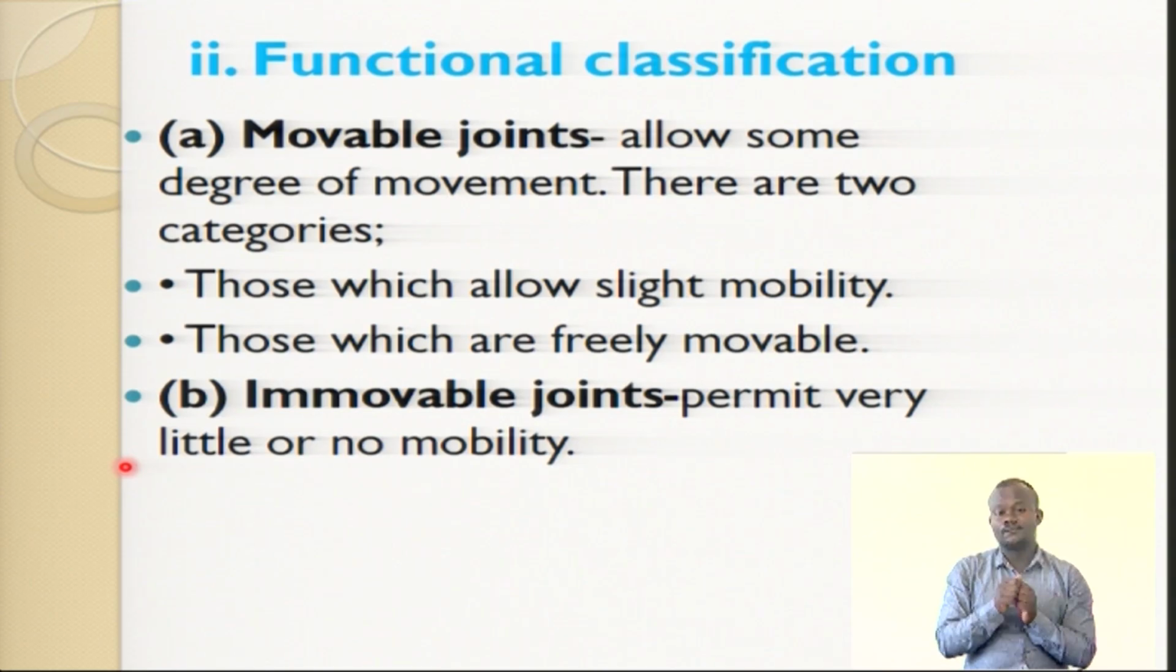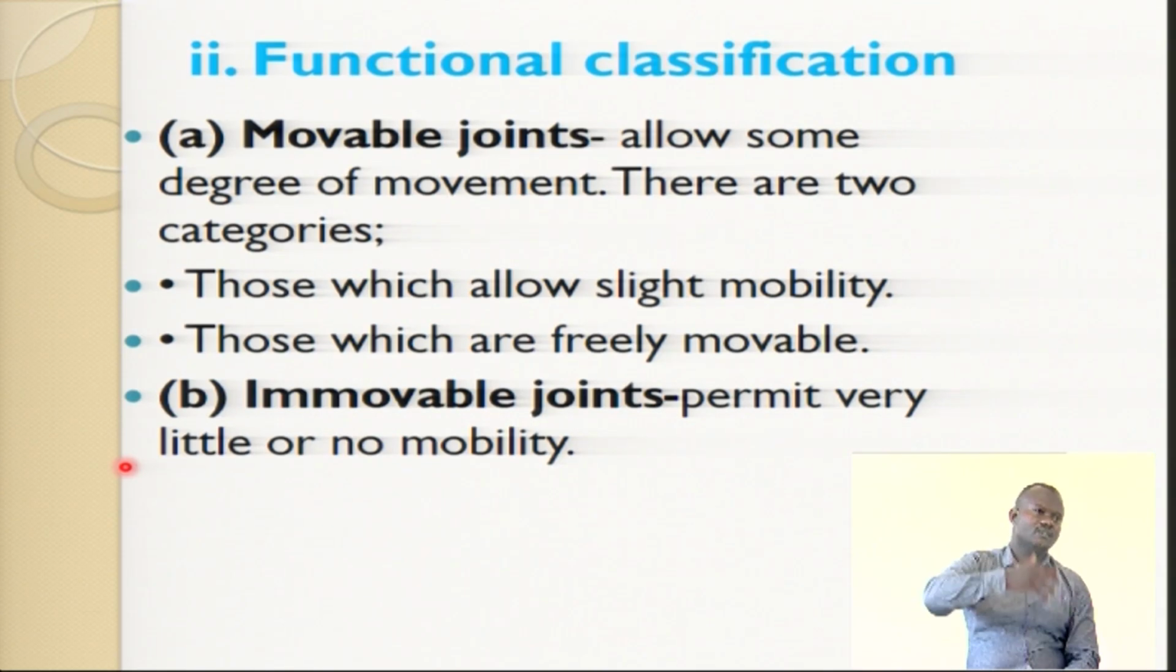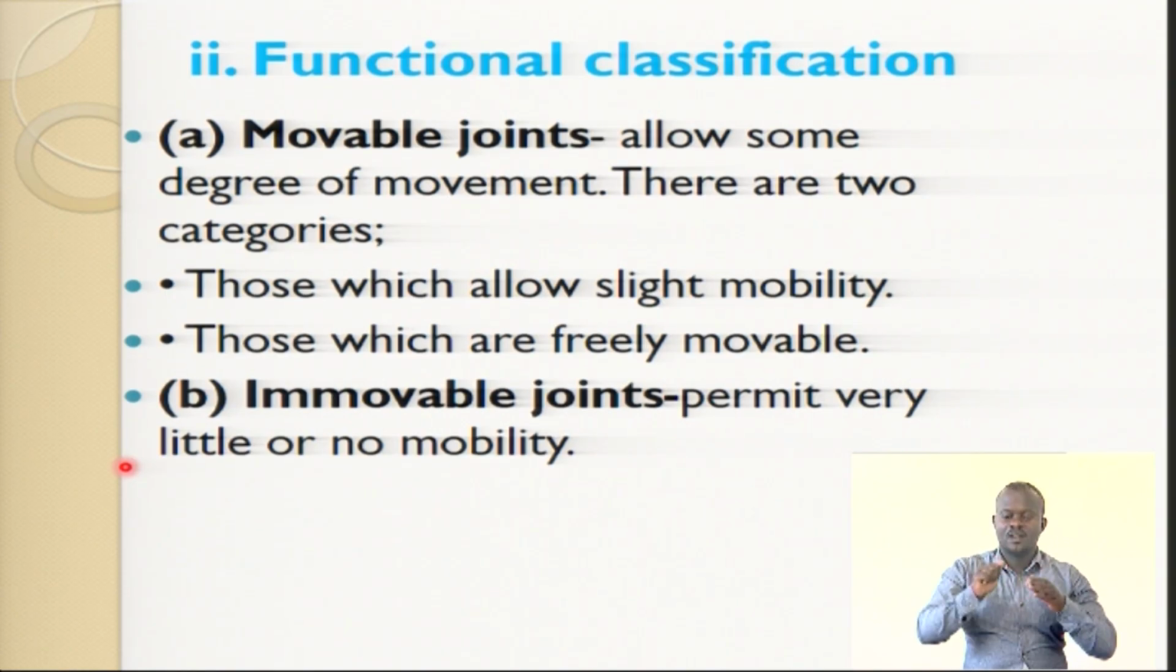Let me give an example. I can move my hand, but I cannot turn it in any way I want. But there are some joints that can allow all movement. I can move it from here, but I can't turn my hand in that way. So they allow some degree of movement. There are two categories: those which allow slight mobility and those which are freely movable.